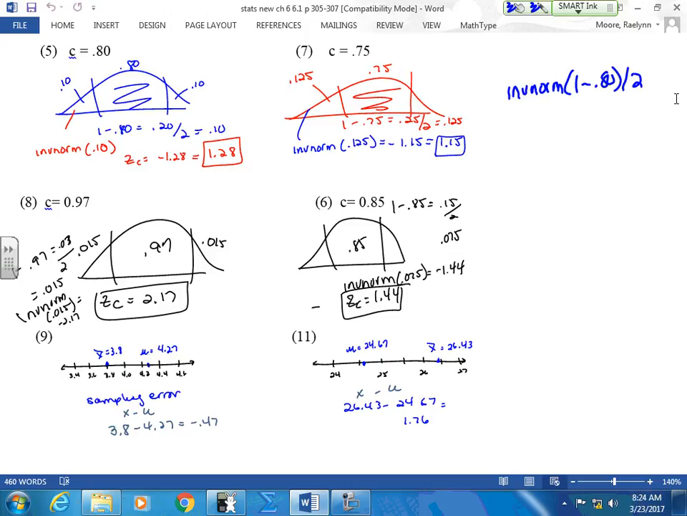Again, some of these are a little bit different. 0.97. We don't normally say 0.97, but it works the same way. This has to share 3%. So half of 3% is 1.5. So it's looking at a 1.5 area percentage-wise, which is small.